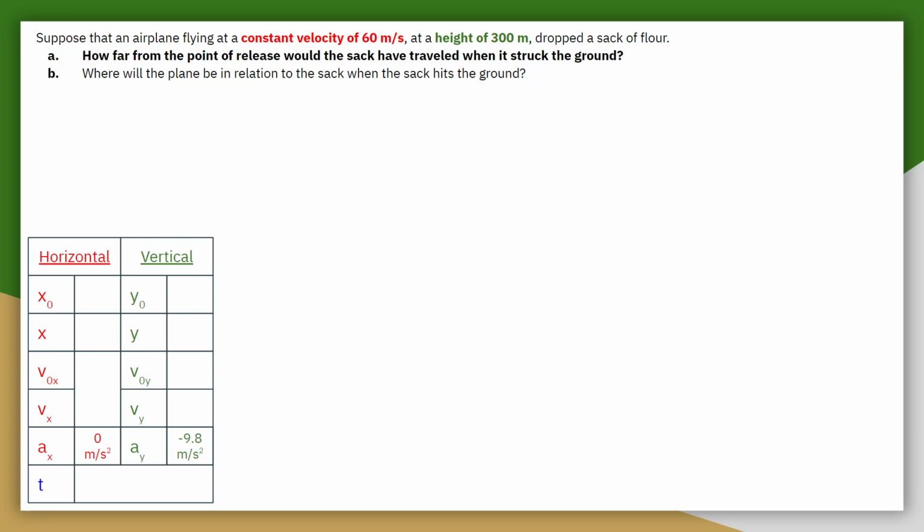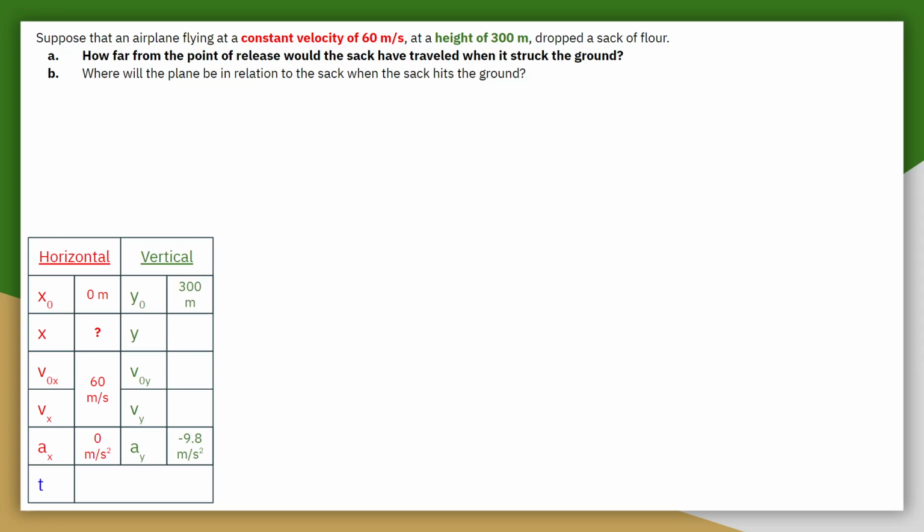Now, we're going to define our drop point as our position 0, or 0 meters, for our horizontal starting position. We are looking for the final position. That is how far from the point of release the sack would have traveled when it struck the ground. We're making the assumption that the plane and the sack of flour would have the same starting horizontal velocity of 60 meters per second. And because this is a projectile, the sack of flour would have 0 horizontal acceleration.